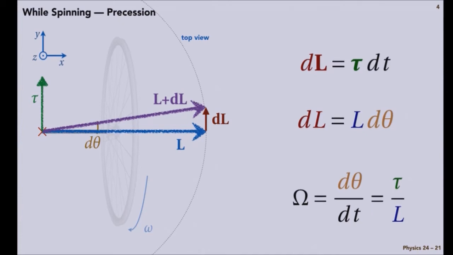Does that work? Seems like this is the same as the magnitude of that. So this would be tau dt. So put the dt down here, put the L. Yeah, that works. So let's stare at this for a moment. This says the rate at which the bicycle wheel will precess is the net torque divided by the spin angular momentum.